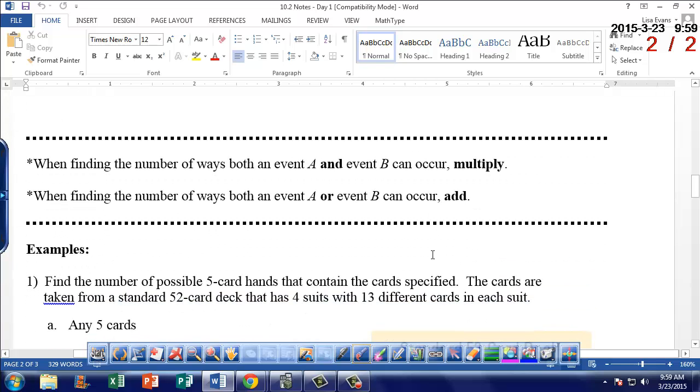Okay, now I'm going to throw something a little more complicated in. It says, when finding the number of ways both an event A and event B can occur, we are going to multiply. This is what you are going to need to know. If it is an and, and you're going to hear me stress this throughout every example that I do, we are going to multiply. If it is an or, we are going to add. Very, very, very important. You should be writing and equals multiply or equals add on every single paper we do from here on out. Okay?